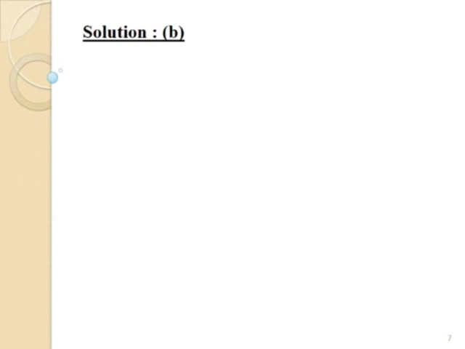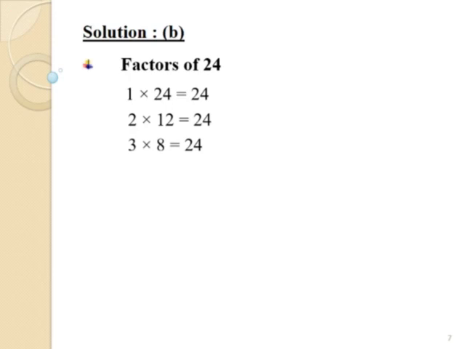Now, sum B. Factors of 24. 1 twenty-fours are 24. So, 1 and 24 are the factors of 24. 2 twelves are 24. So, 2 and 12 are the factors of 24. 3 eights are 24. So, 3 and 8 are the factors of 24. 4 sixes are 24. So, 4 and 6 are the factors of 24.